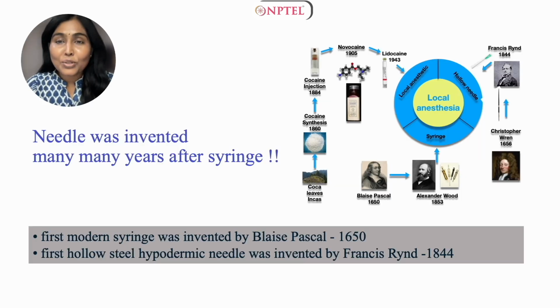It is interesting to note that needle was invented many years after the invention of the syringe. The first modern syringe was invented by Pascal in 1650. And the first hollow steel hypodermic needle was invented by Rind in 1844. The dental needles much later. Till then, syringes were used only for irrigation. On that note, let's move on to the description about dental needles of today.